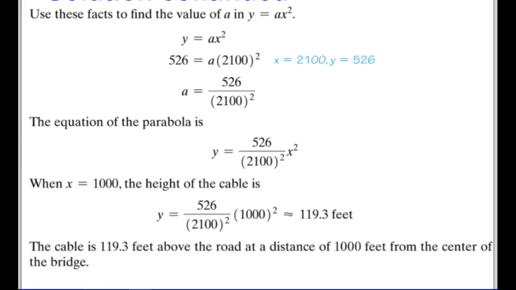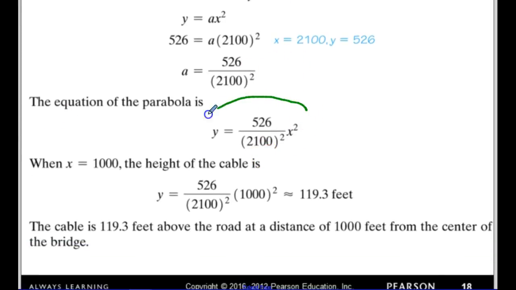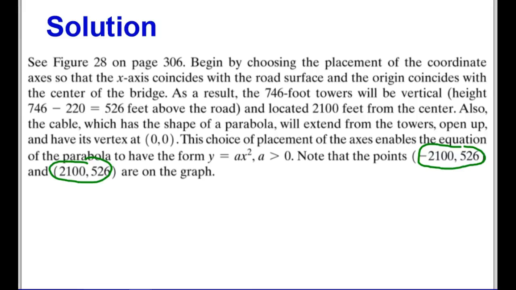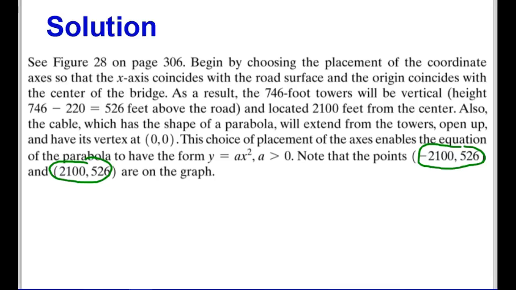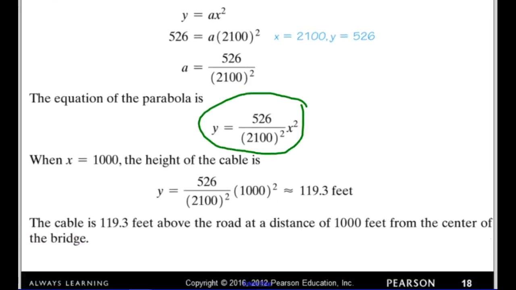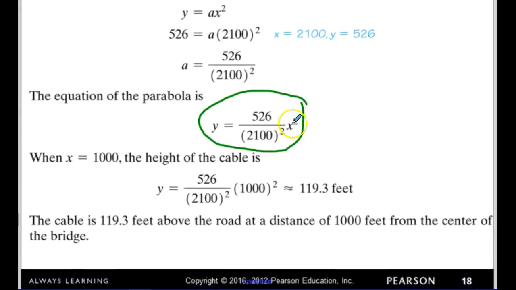So now I can write the actual equation. So here's the equation that models the Golden Gate Bridge. And then I was asked, well, when I'm 1,000 feet from the center, how high is the cable? Well, so now I can actually put that into my equation. So when I'm 1,000 feet away, I plug that in, and I see that the cable is at approximately 119.3 feet.